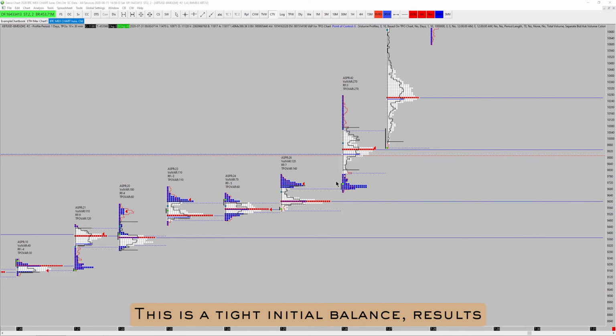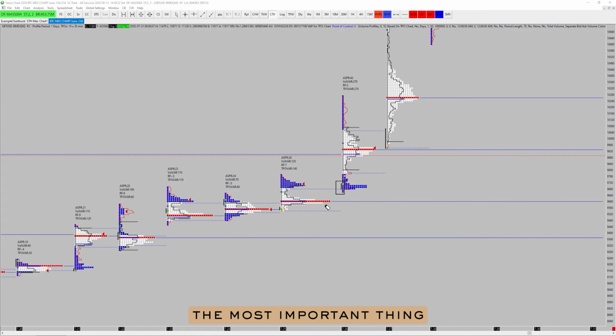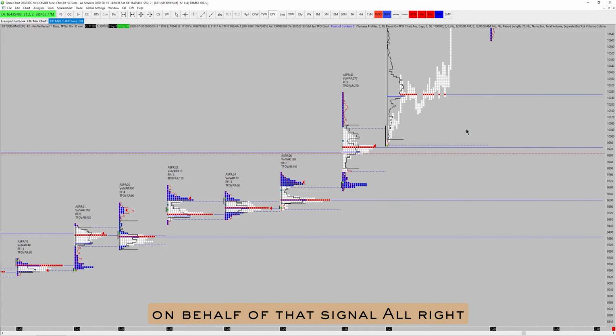So that's my point. This is a tight initial balance, results in a trending day. This is a larger initial balance by those standards, leading up to that by all standards, and this results in a very impulsive move. The most important thing is that this close through this key level, or for many, rather, validates the idea of a breakout. So observing the first 60 minutes of the day is going to make sense because we're going to want to see that traders act on behalf of that signal.